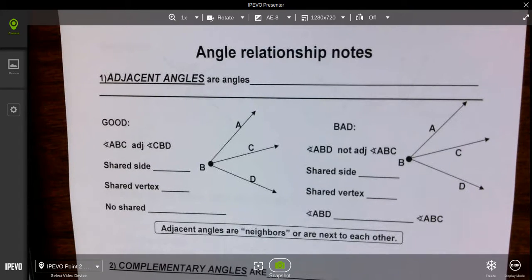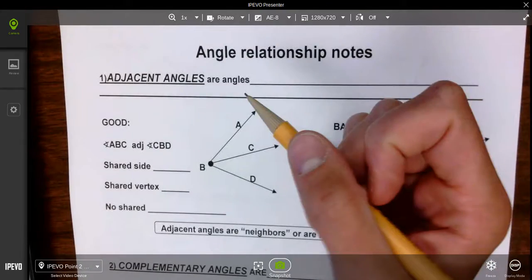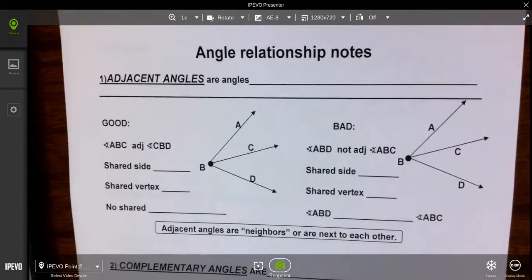Today we're going to be talking about angle relationships. We're going to start off by going over some definitions, and then we're going to start finding missing angles using some algebra. So the first definition we're going to go over is adjacent angles.